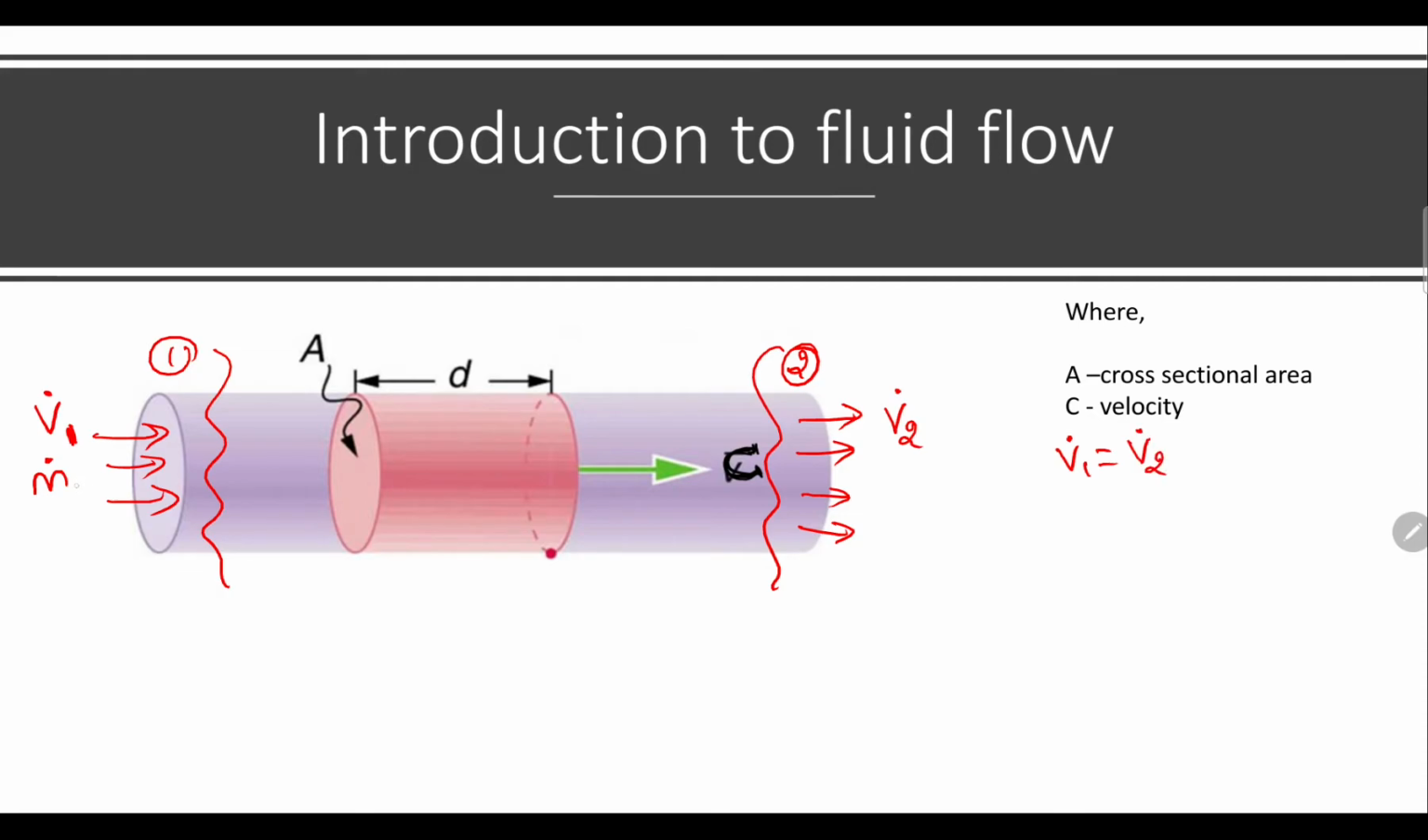Similarly, the mass flow rate, the mass of the liquid that is flowing through section 1, m dot 1, would equal the mass flow rate of the fluid or liquid that is coming out of section 2. So I can also write it as m dot 1 equals m dot 2.